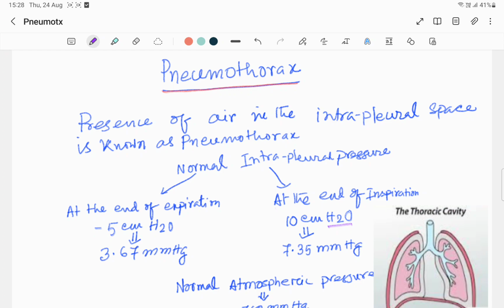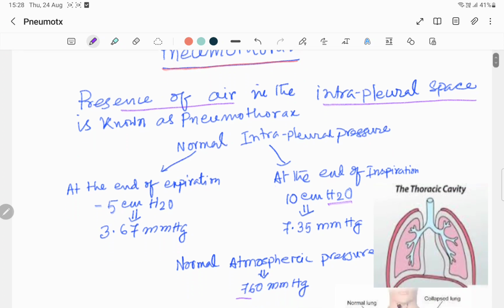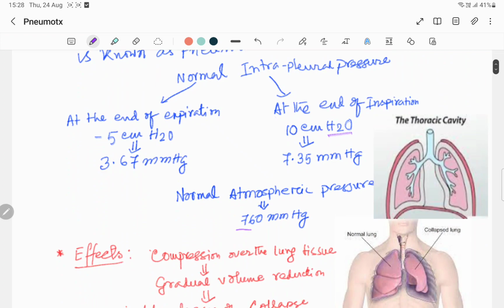What is pneumothorax? Pneumothorax is the presence of air in the intrapleural space. Now look at this image. This is the chest schematic diagram. Here is the lung tissue, okay, and here is the chest wall. Now pleura is the covering of the lung.